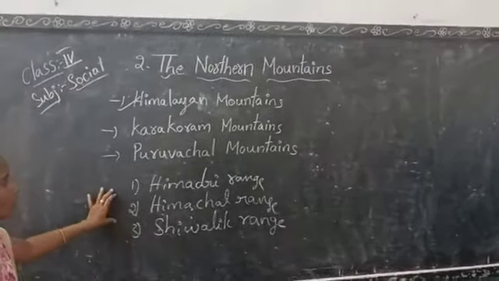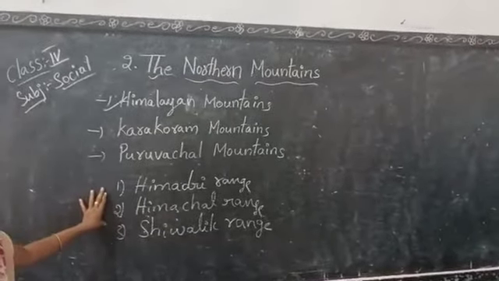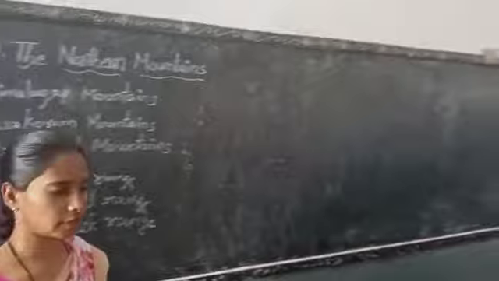We will learn about these ranges in our textbook. We will continue the lesson in our textbook. This is our social text. Open the page number. Here is the lesson, the Northern Mountains. Children, all of you, listen carefully and follow me.